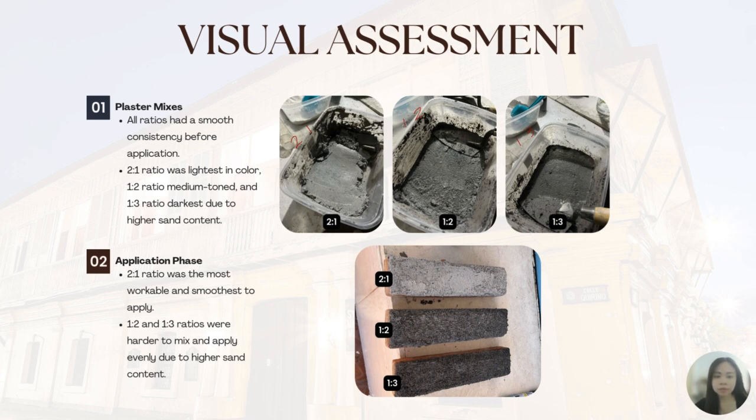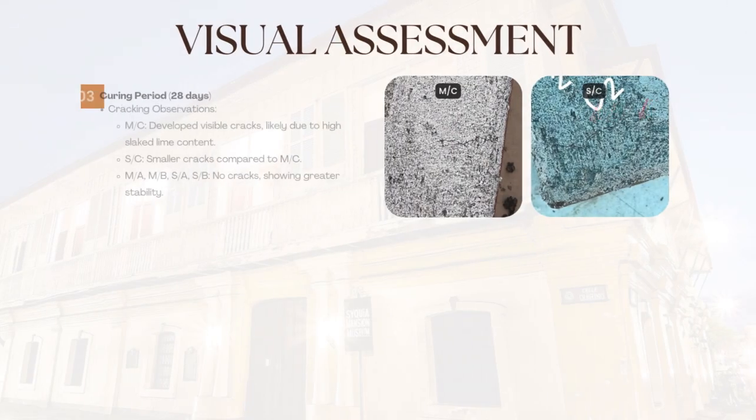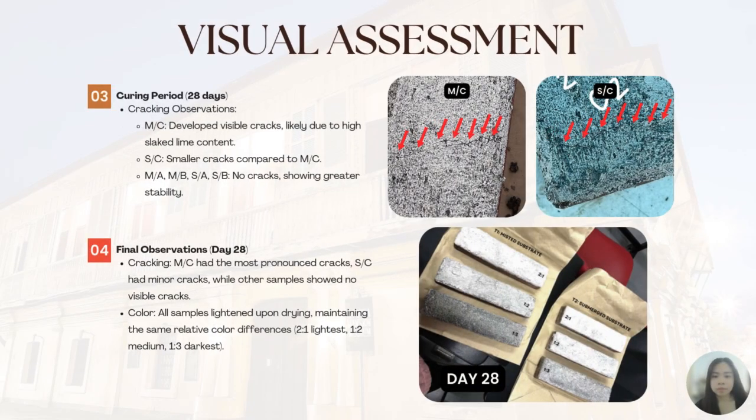Before application, the 2:1 mix was the lightest in color, the 1:2 mix medium toned, and the 1:3 mix the darkest. During application, the 2:1 mix was the easiest to spread due to its higher lime content, while the 1:2 and 1:3 mixes were more difficult to apply evenly. Throughout curing, cracks developed in the 2:1 mix misted and, to a lesser extent, in the 2:1 mix submerged, while the 1:2 and 1:3 mixes remained stable with no visible cracks.